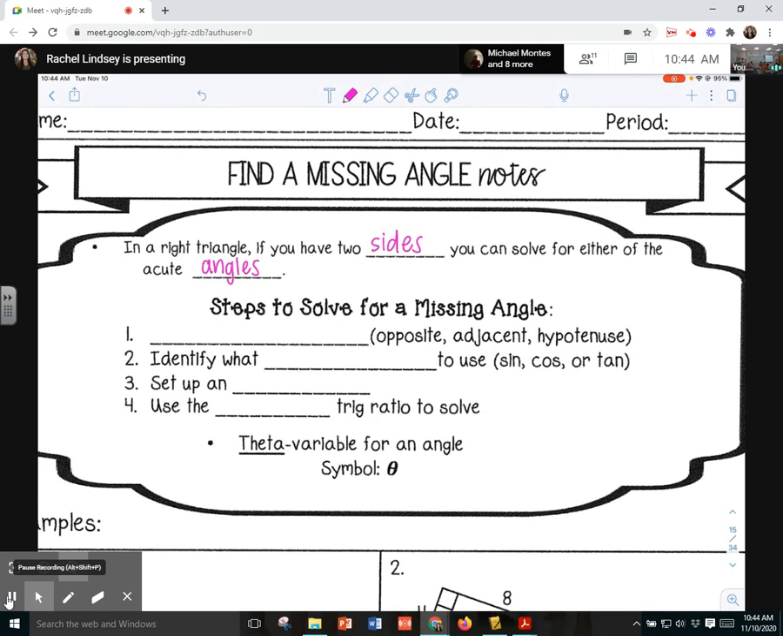So first thing you have to do is just like the others, label the sides based on what angle you're looking for. Then based off of that, you're going to find your trig ratio that you're going to use. And then you set up an equation. So the first three steps are just like what we were just doing. But now you have to use the inverse trig ratio.